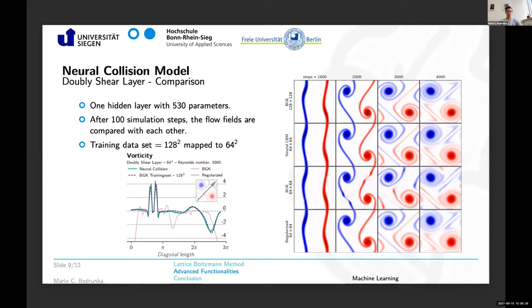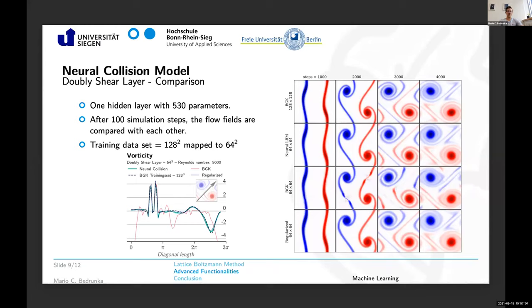In the first row, the reference and training data are shown using the BGK model on a grid size of 128. In the second row, the results of our neural collision model are illustrated on a grid size of 64. And in the third row, the BGK model on a grid size of 64 is shown. And last but not least, on the last row, the regularized model. So the vorticity fields shown in the figure clearly show that the simulation using the BGK operator can no longer capture the vortices from the final reference simulation. But in contrast, the neural collision model accurately reproduces these structures.